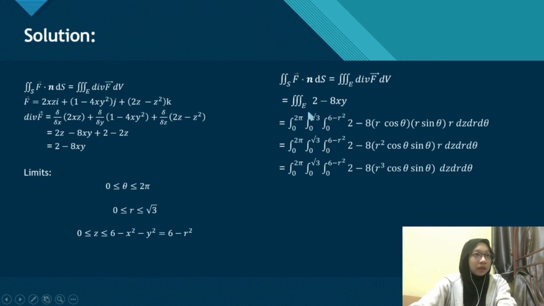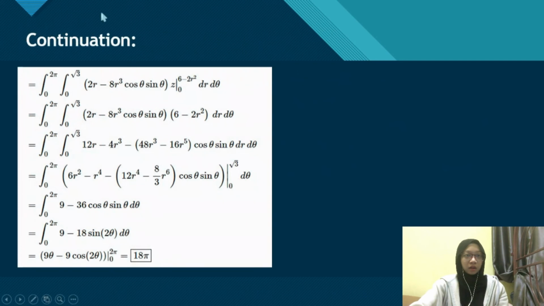So this is the triple integral of the solid E. This is the divergence of F that we already got here, and then we put the limits accordingly and change it into cylindrical coordinates. So x is r cos theta, y is r sin theta, and dV is r dz dr d theta. Next I simplify it, and I got (2 minus 8 r cubed cos theta sin theta) dz dr d theta.